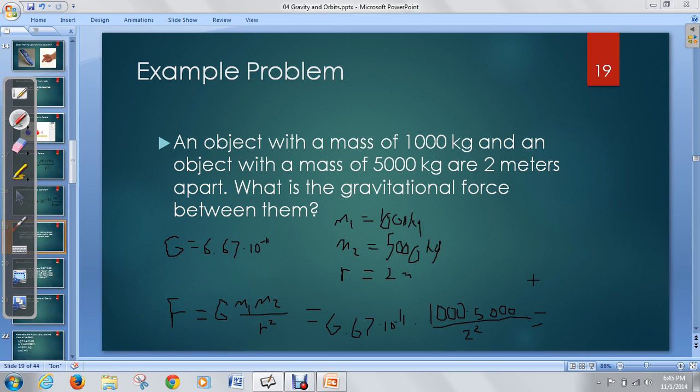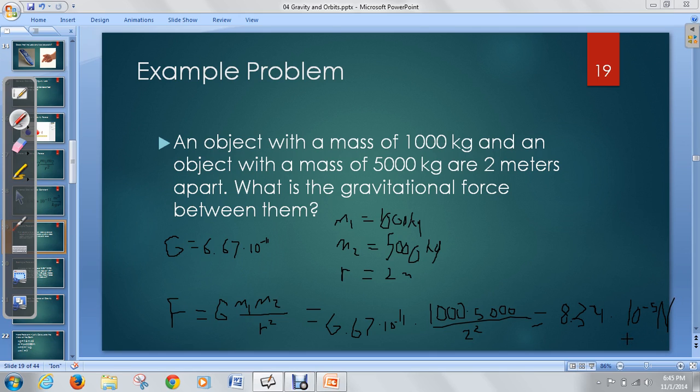Okay, so 6.67 times 10 to the negative 11 times 1,000 times 5,000 divided by 2 squared, or 4. Okay, and so, if I did this right, we get 8.334 times 10 to the negative 5th. Okay. And again, this will be in newtons.